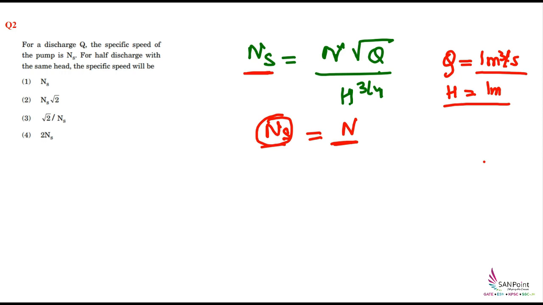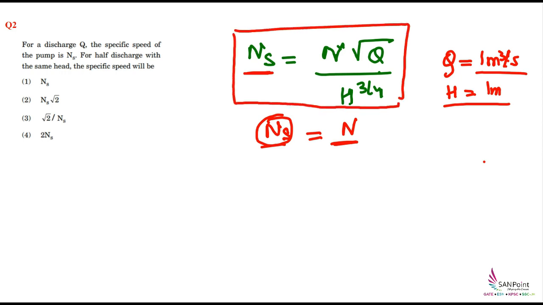Now in this question they are asking that if we change the discharge, and the discharge is made half, then what will be the effect on the specific speed? So let's see what will be the effect. Initially this was the condition, this was our formula. Now we are making the discharge half. So let's see what will be the change. I am calling the new specific speed Ns dash.